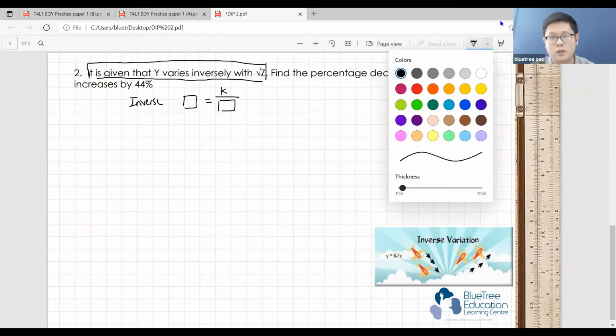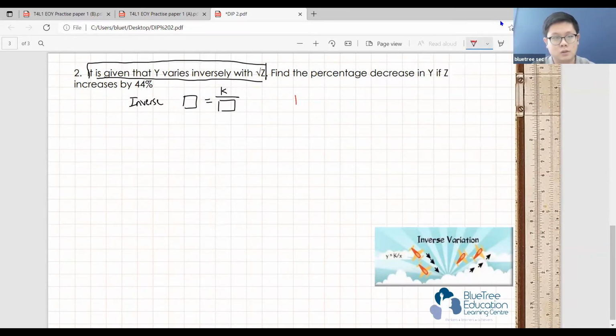All right, likewise for direct proportion, you're going to select the first quantity equals to k times the second quantity. All right, so the difference is for inverse, you put it as k divide. For direct, you put it as k times.